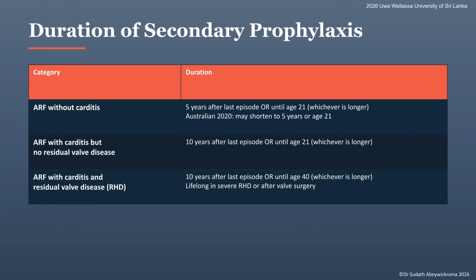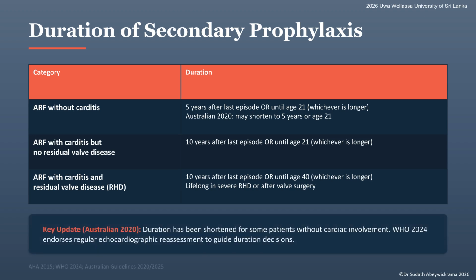The duration of secondary prophylaxis varies based on the patient's cardiac status. It ranges from 5 years after the last ARF episode, to age 21 for ARF without carditis, to 10 years or age 40 for ARF with RHD. Lifelong prophylaxis is recommended for patients with severe RHD or post-valve surgery. Regular echocardiography helps guide duration decisions.